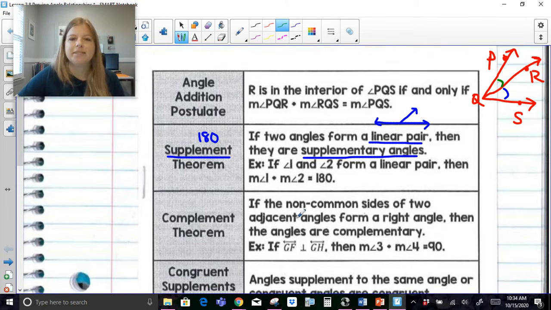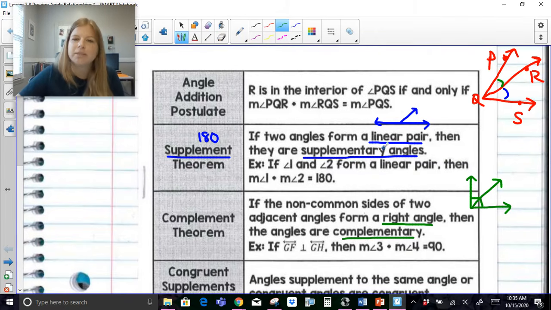Complement theorem. It says if the non-common sides of two adjacent angles form a right angle. So if the two non-common sides of two angles form a right angle, so this is a common side of these two angles here, but this ray, my vertical ray and my horizontal ray here, make a right angle, then the angles are complementary. So if a right angle is formed, then those angles are complementary to each other, and it goes in that order.